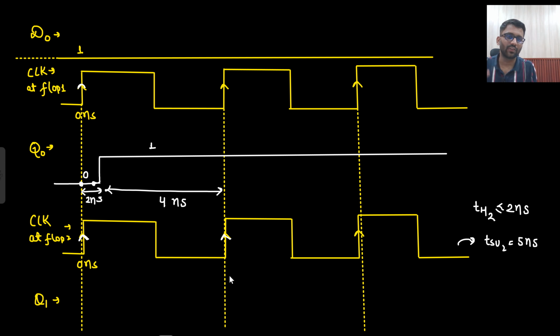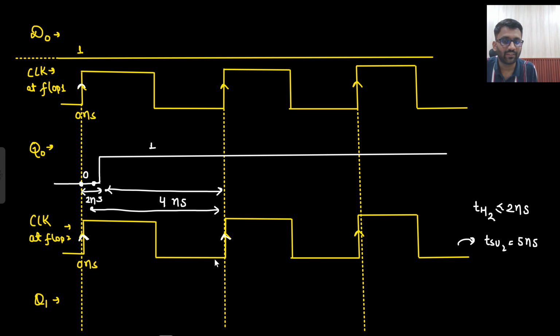And if this window was 4 nanosecond, then what would have happened? This window is 4 nanosecond only. Then what would have happened? This clock will see for 5 nanosecond. Then here it would see 1, 1, 1, 1, 1. But after 4 nanosecond, it is becoming 0. So that means input is changing.